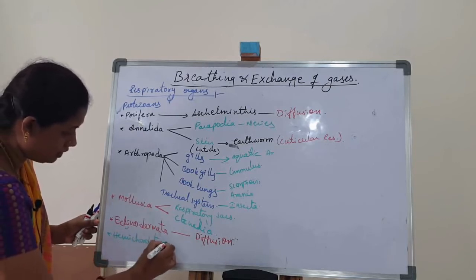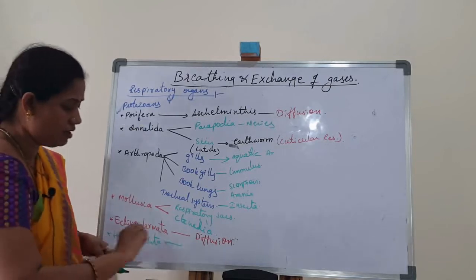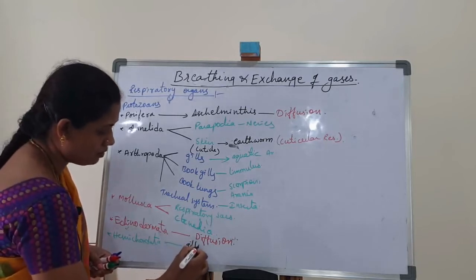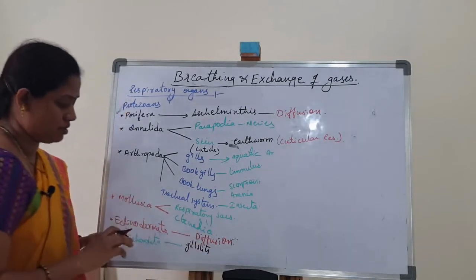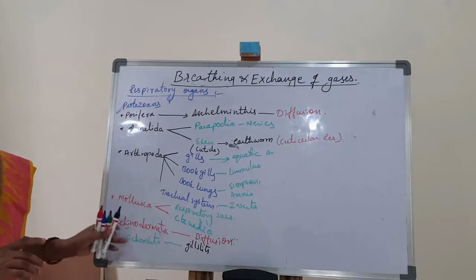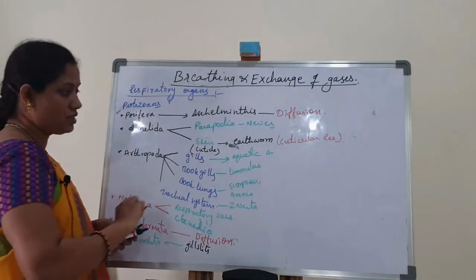Next, in Hemichordata, gill slits are present. So these are the invertebrates.